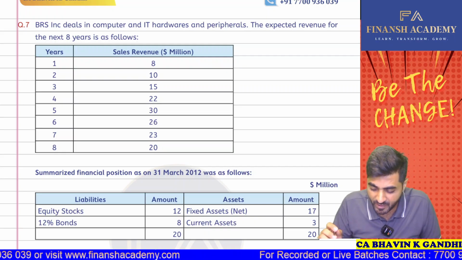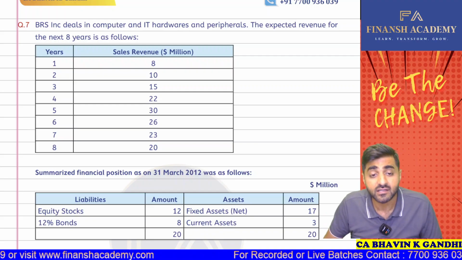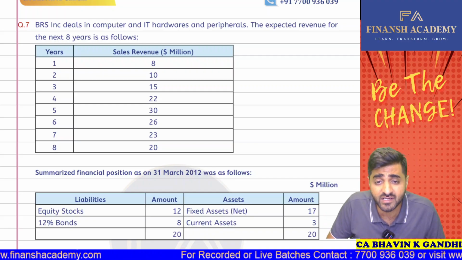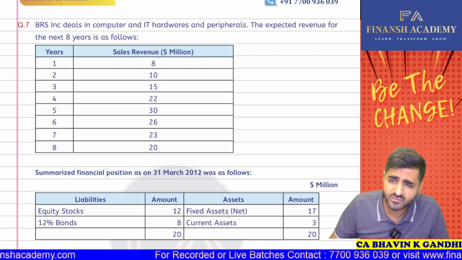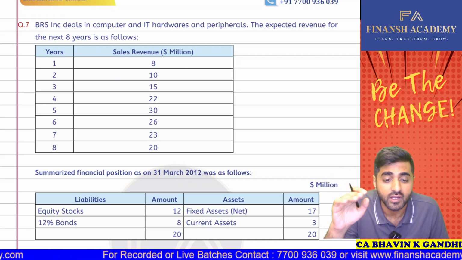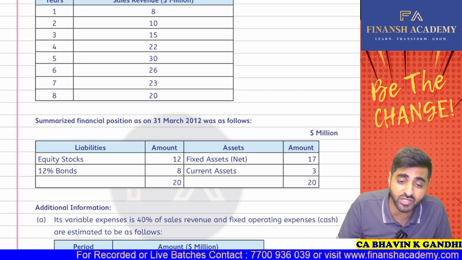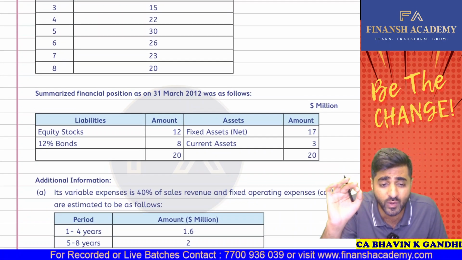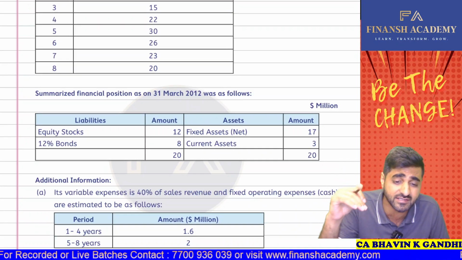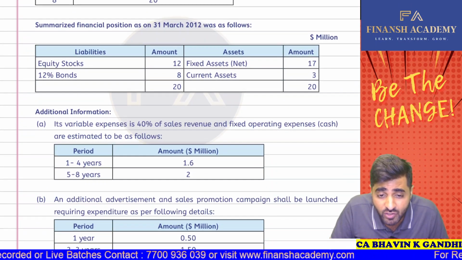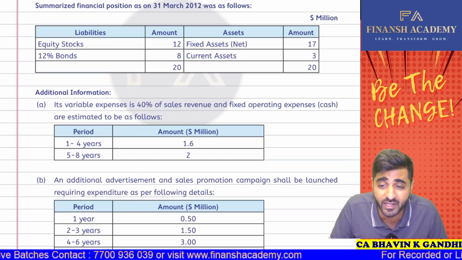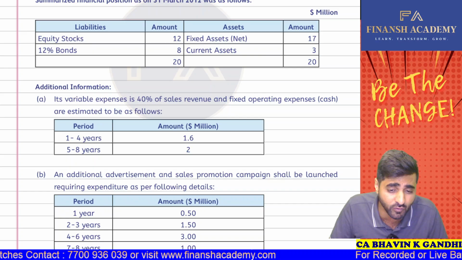So what is given to you in this particular question is that BRS Inc. deals in computer and IT hardware and peripherals, and the expected revenue for the next 8 years is given to you. We have the summarized financial position as on 31st March 2012, which has equity stock, 12% bonds, fixed assets, and then current assets. And we also have variable expenses, which is 40% of the sales revenue, and the fixed operating expenses cash are estimated to be as follows.